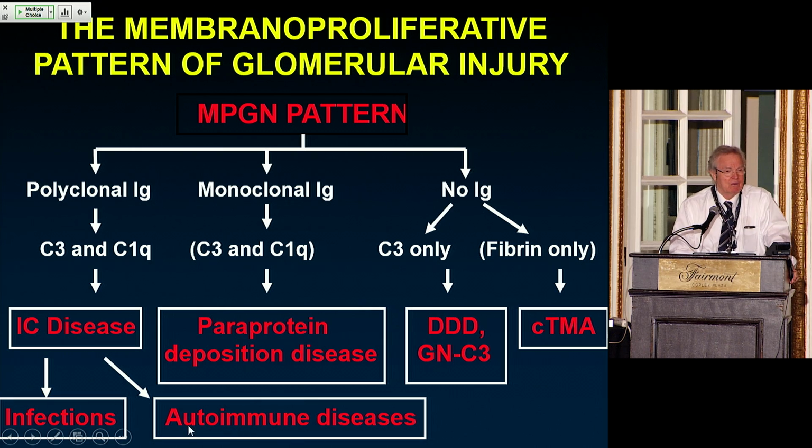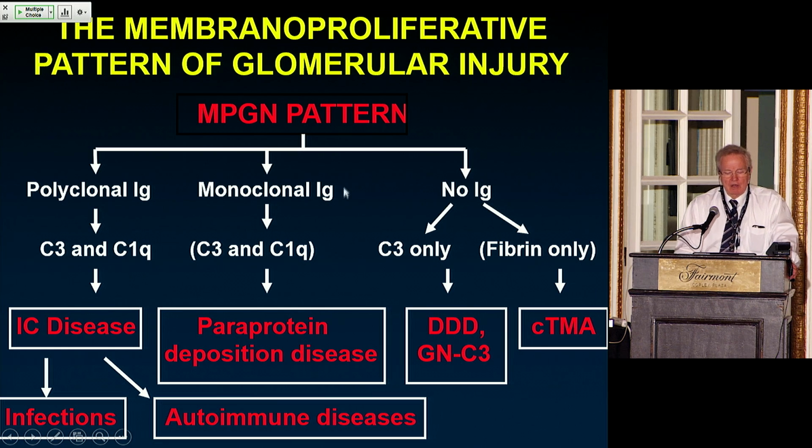You have to divide these diseases with this pattern of injury into immune complex diseases, infections and autoimmune. There is no other way in which you can have immune complex disease that isn't related to an exogenous antigen, infection usually, or autoimmune disease. Second, if the deposited paraprotein immunoglobulin is monoclonal by light chains and by heavy chains, and C3 and C1q can be present under those circumstances, you call it a paraprotein deposition disease.